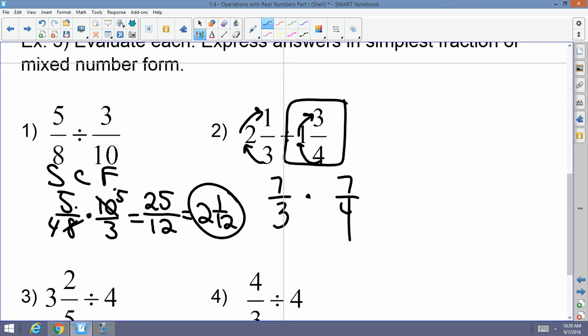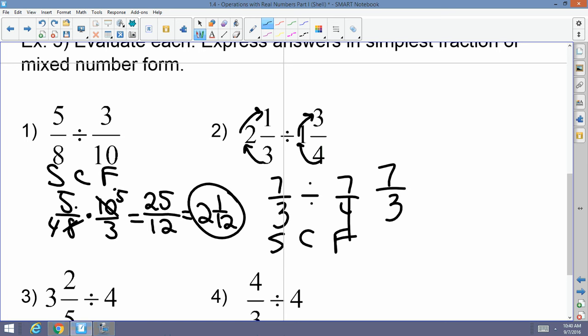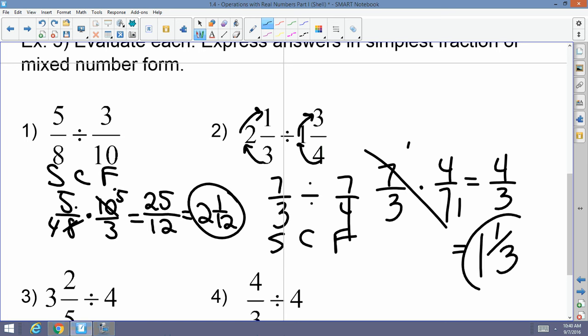So in fact, I'm going to go back because all of that's wrong. There we go. First step, convert. We did it. Now, stay, change, flip. 7 divided by 7. 7 goes into 7 one time each. So I've got 4/3. 3 goes into 4 one time. And there's 1/3 left over. Does that make sense, my brothers? Thank you, my brothers.